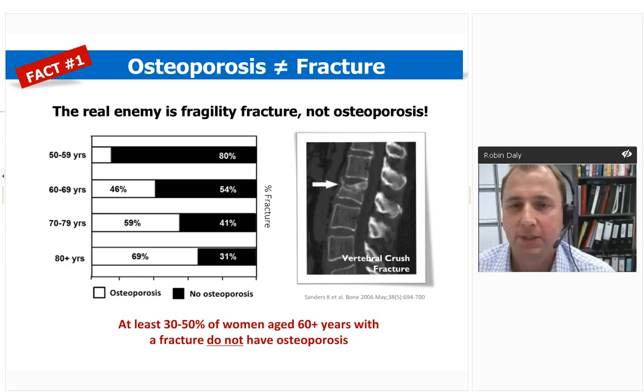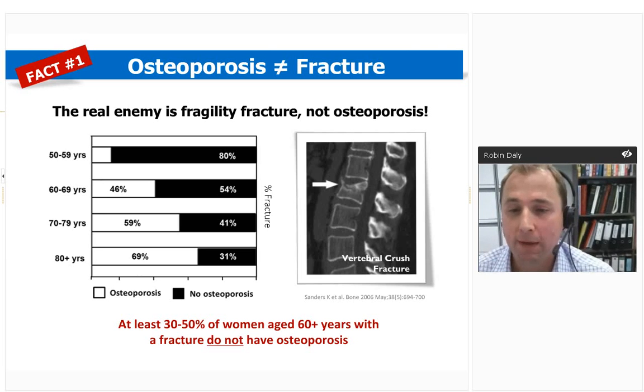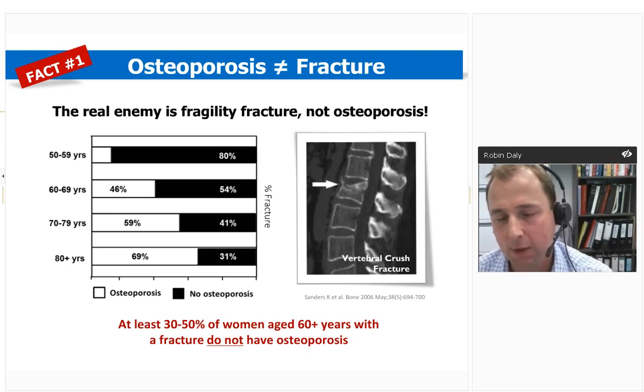Some of you may be surprised that a large proportion of women, and as this slide shows, at least 30 to 50% of women aged over 60 who have a fracture don't actually have osteoporosis. They may have what we call osteopenia, or low bone mineral density. So osteoporosis per se is not really the problem. The problem is having a fracture, and we know that fractures are the cause for all the concern in terms of the long-term consequences for your health and well-being.